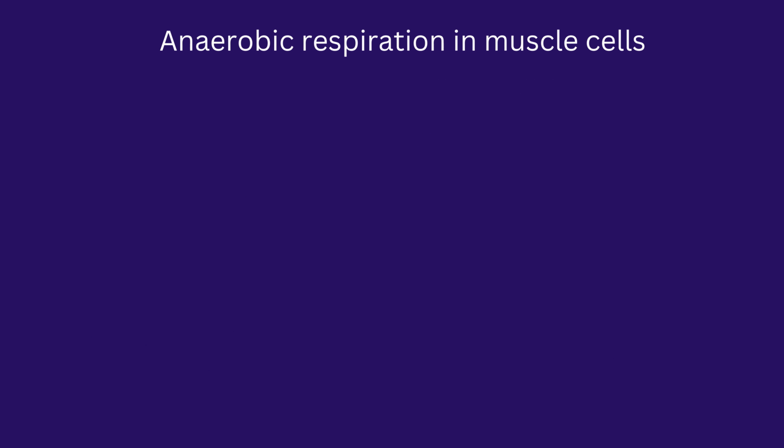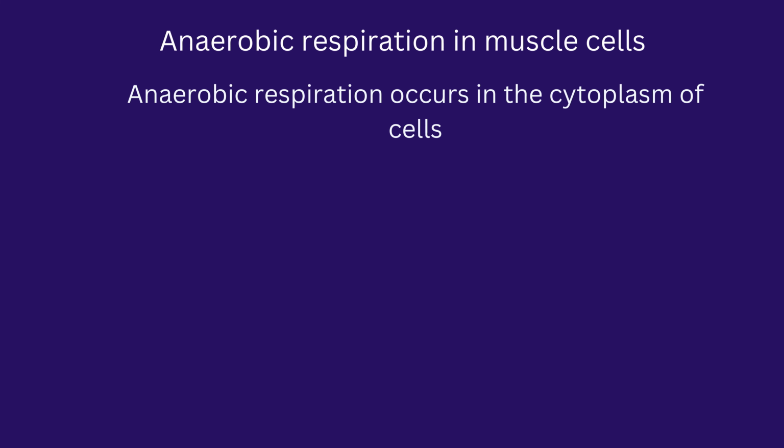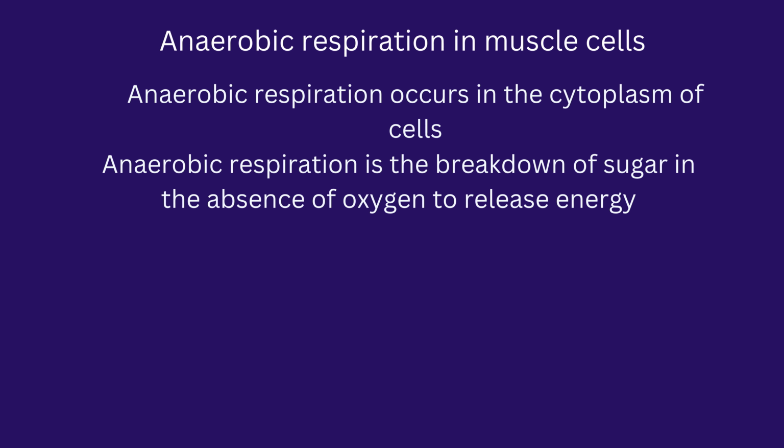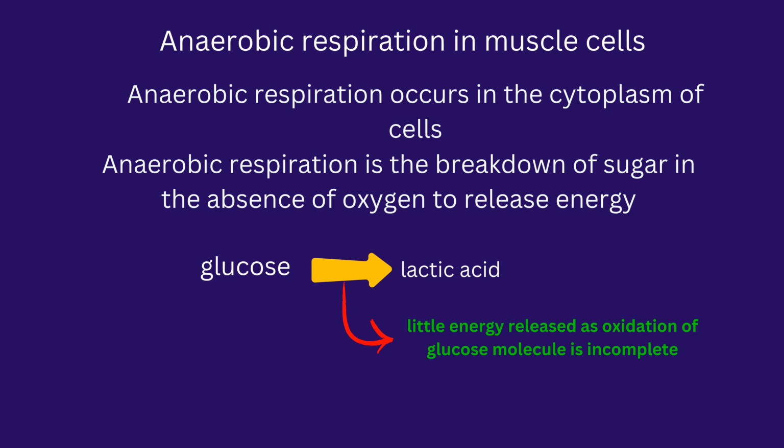Let us look at anaerobic respiration in muscle cells in a bit more detail. So 1. Anaerobic respiration occurs in the cytoplasm of cells. Anaerobic respiration is the breakdown of sugar in the absence of oxygen to release energy. Here is the word equation for anaerobic respiration in muscle cells. So it is glucose to produce lactic acid, and little energy is released as the oxidation of the glucose molecule is incomplete.